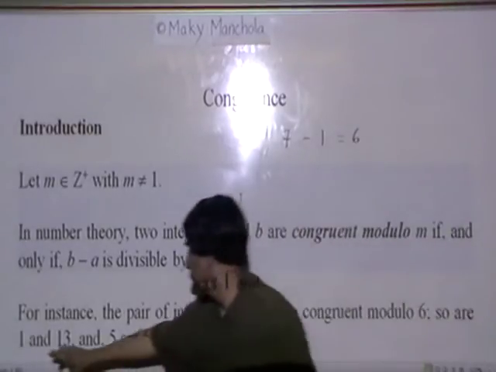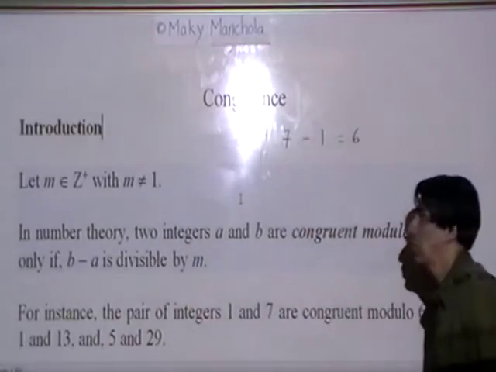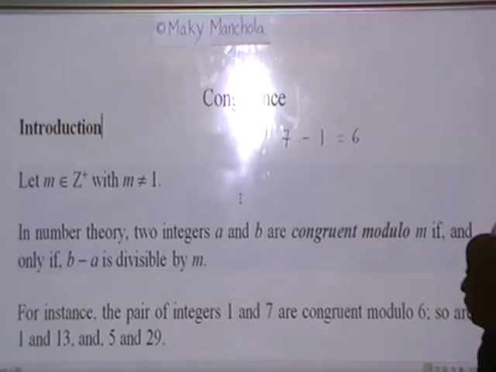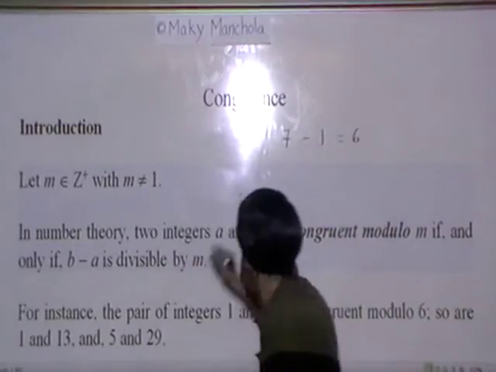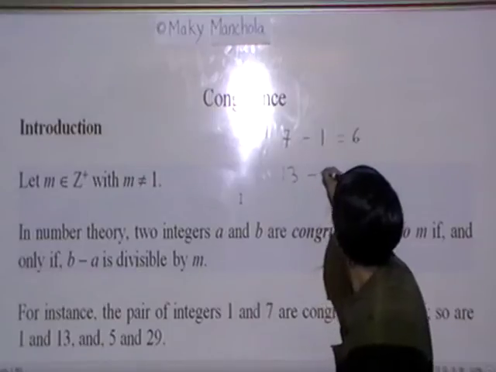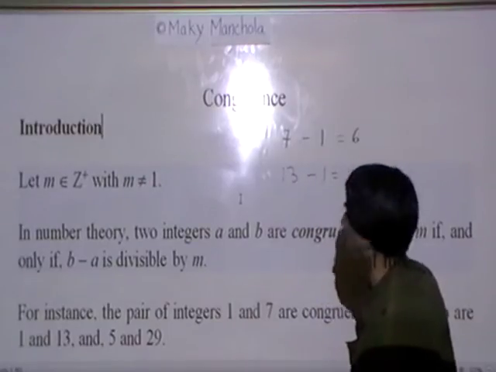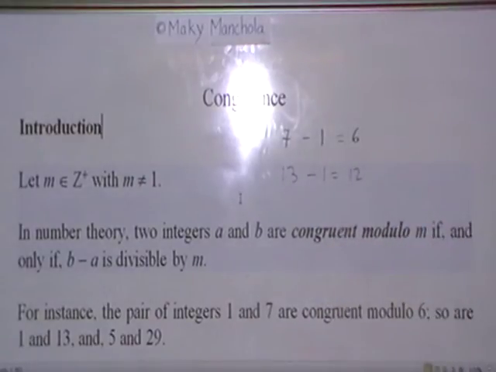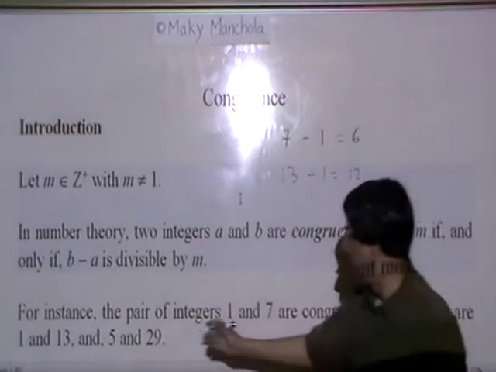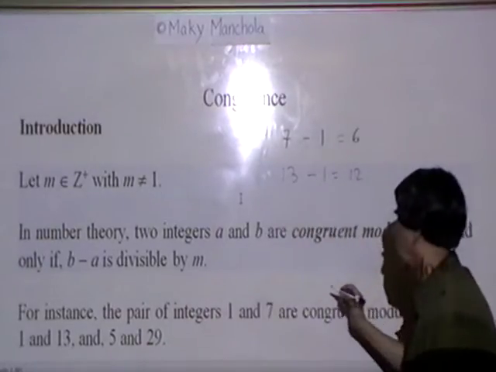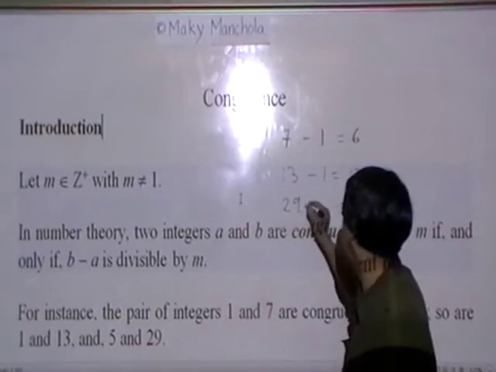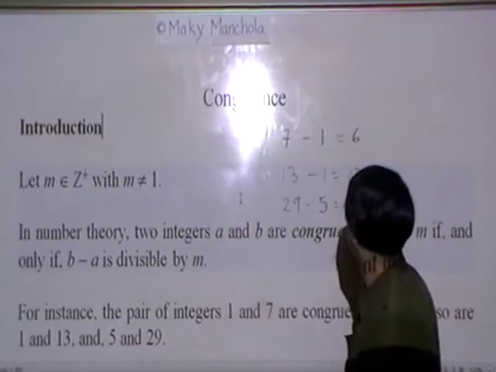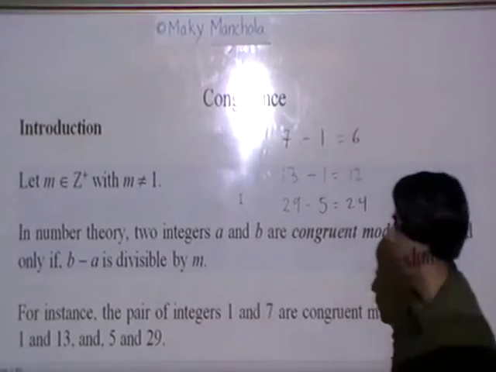The integers 1 and 13 are also congruent modulo 6. Why? Well, 13 minus 1 equals 12, which is divisible by 6. 5 and 29 are also congruent modulo 6 because 29 minus 5, which is 24, is divisible by 6.